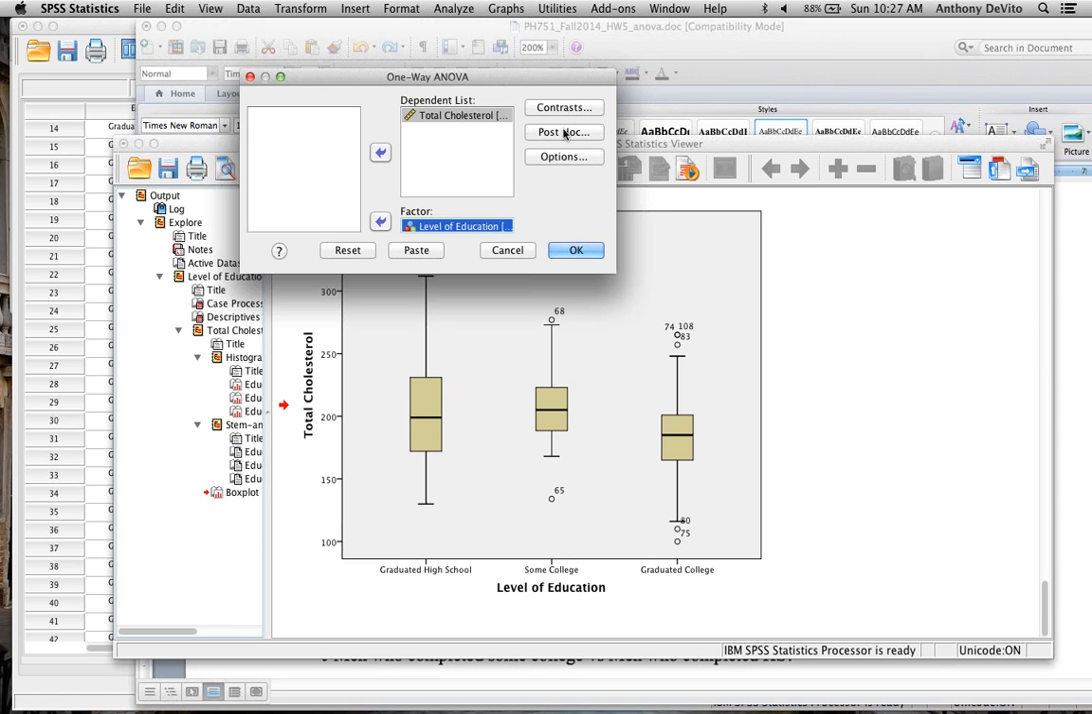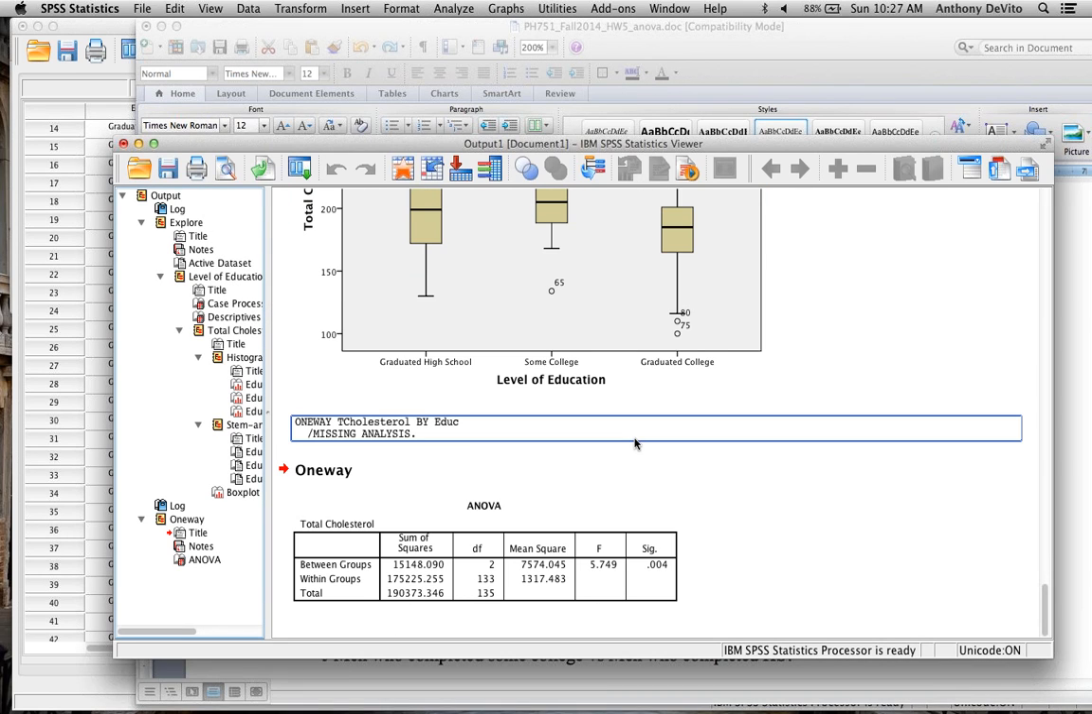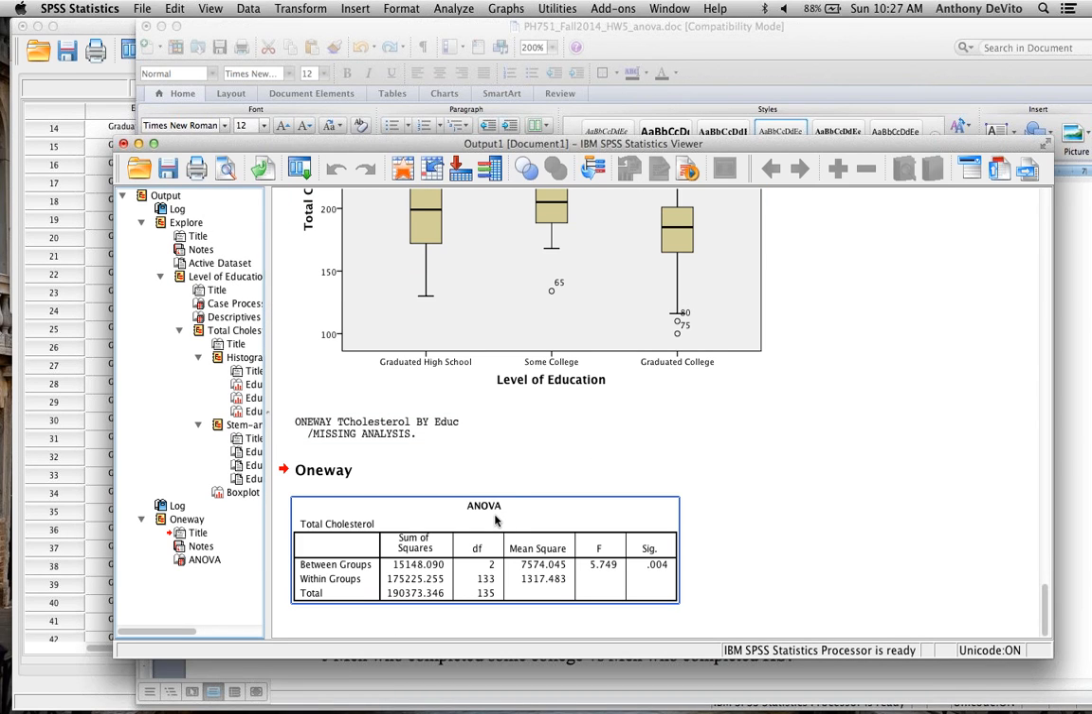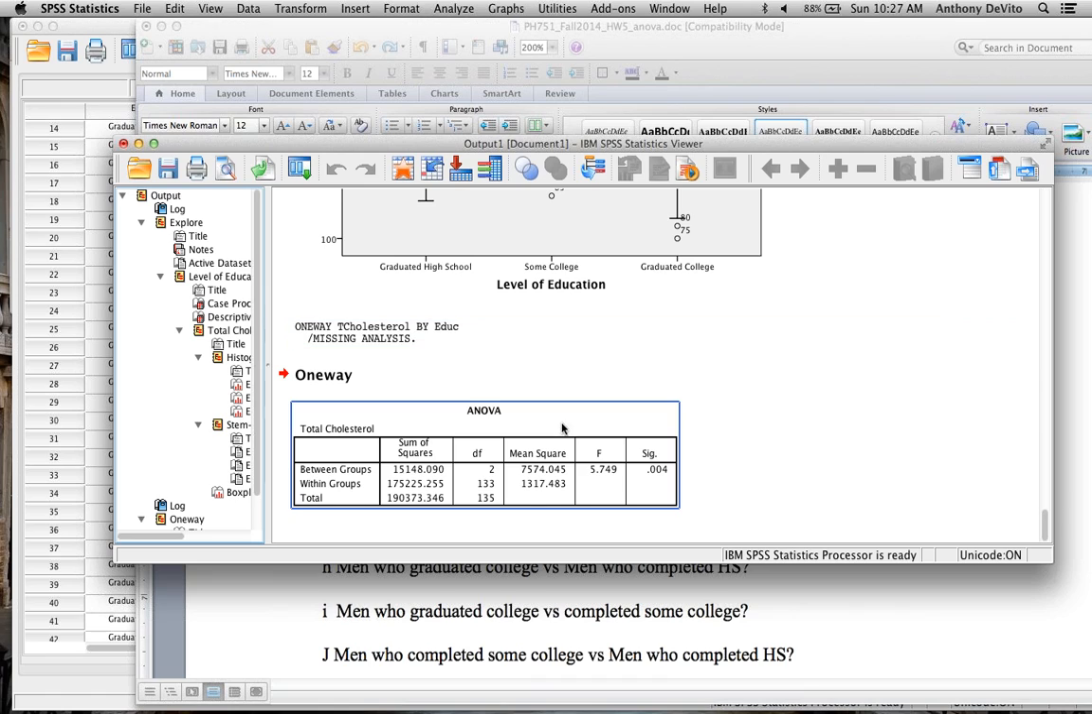Now, there is something here called post hoc test, but I'm going to get to that in a moment. I'll click it, get back. It brings back our output table, and here's our analysis of variance. Now, as you guys may have remembered from when we did this in class, we have the sum of squares of the differences between the groups, and we divide that by the degrees of freedom, the number of groups minus 1, 2.